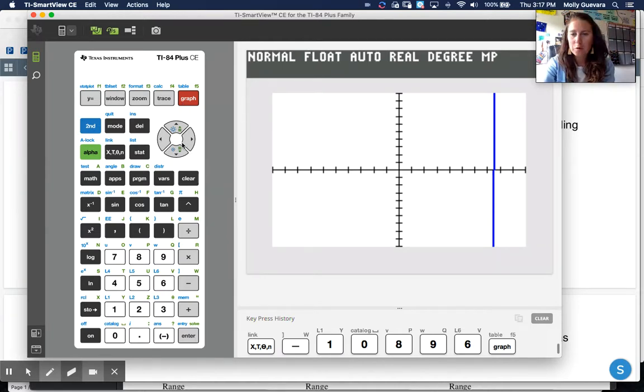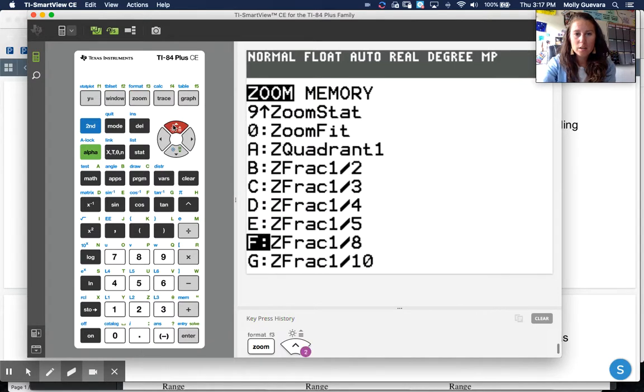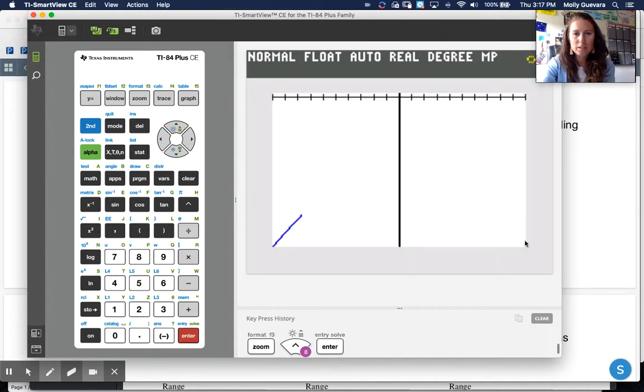Keep in mind, I'm only curious about what's happening between 9 and 13. Right? Yes, 9 and 13. So a couple things. I'm going to go zoom, and then I'm going to go up to where it says zoom fit right here, number 0. I'm going to hit enter. And now, okay, that's better, right? It showed me at least the curve a little bit. But again, this is going from negative 10 to 10. I'm not interested in negative 10 to 10.